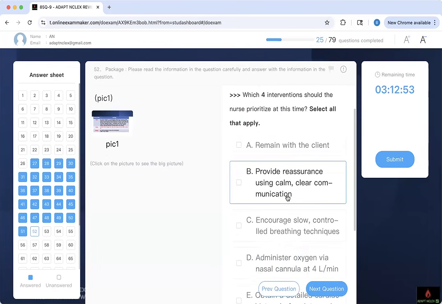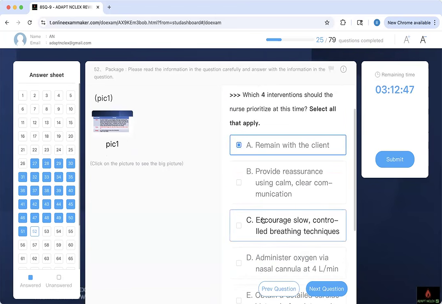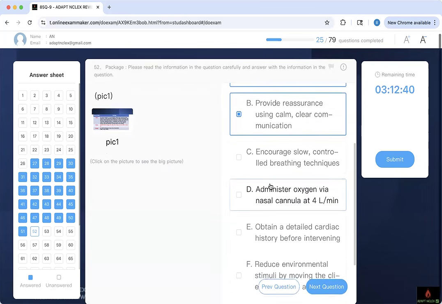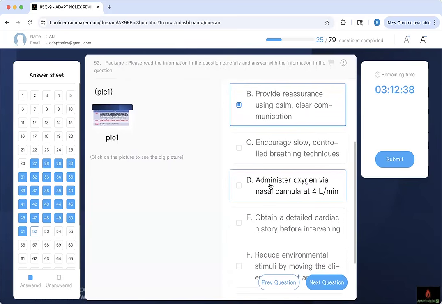The concept is, if you're with the patient, that's the best answer. If you are not, that's the wrong answer. So remain with the client is better. Provide assurance using calm, clear information is good. Encourage slow, controlled breathing technique is good.